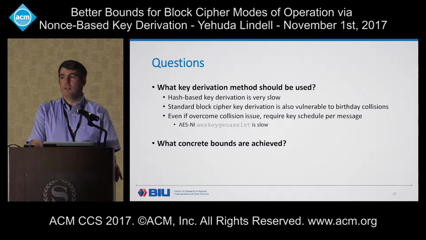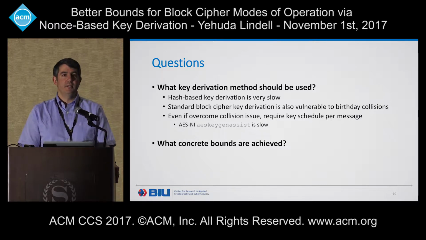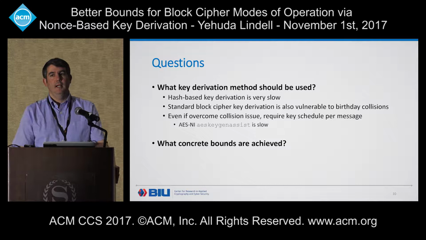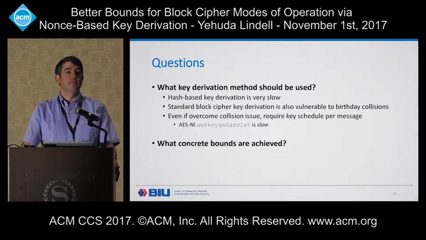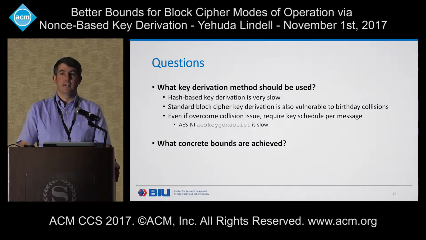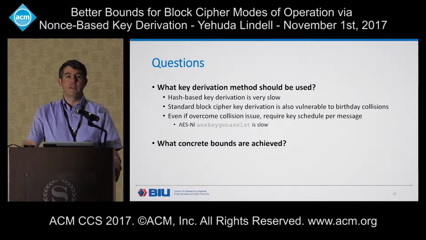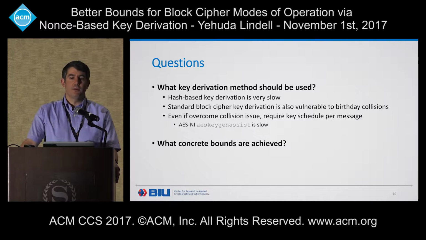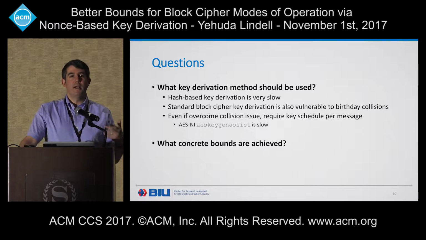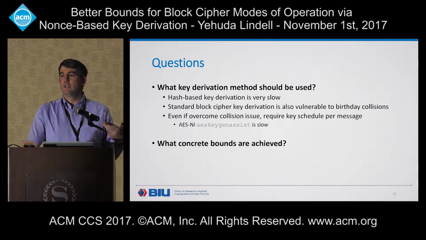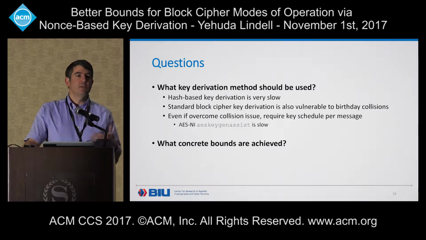This direction, though, raises 2 main questions. The first question is what key derivation method should be used? We could use a hash function, but that's going to be very slow. We could use standard block cipher-based key derivation like AES in counter mode, but that also is vulnerable to birthday collisions, so that won't give us the bounds that we're looking for. And even if we overcome the collision problem, we need to run a key schedule now for every single encryption. And key schedule is actually much slower than encryption itself.